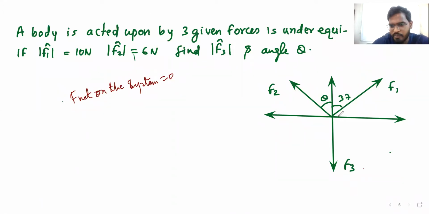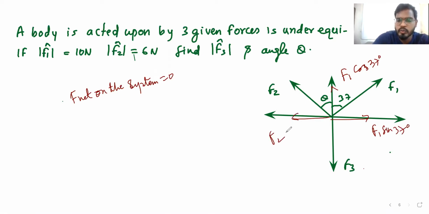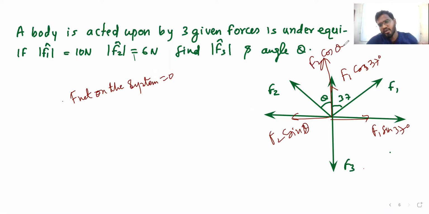Let's do the components. In this direction, we have F1 cos 37 degree, and this is going to be F1 sin 37 degree, and this is F2 sin theta, and for y, F2 cos theta, right? Now let's equate all the forces. Upward, how many forces are acting? Downward, how many? In left and right, how many? All those forces we are going to see.